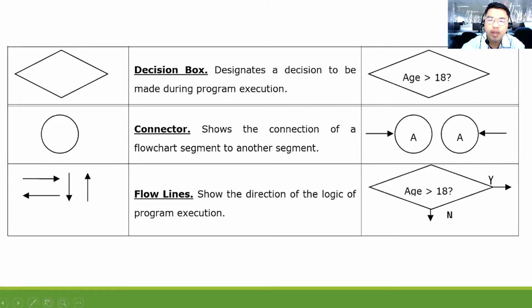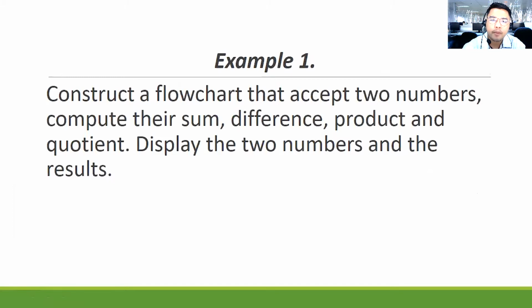The next is the connector. The connector shows the connection of one flowchart segment to another segment. Then last, we have the flow lines. The flow lines show the direction of the logic of program execution. Okay, so let's have an example.